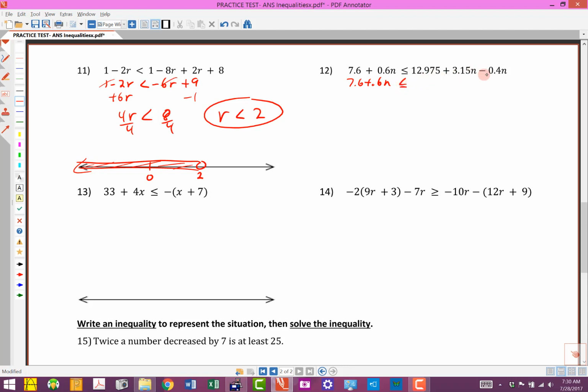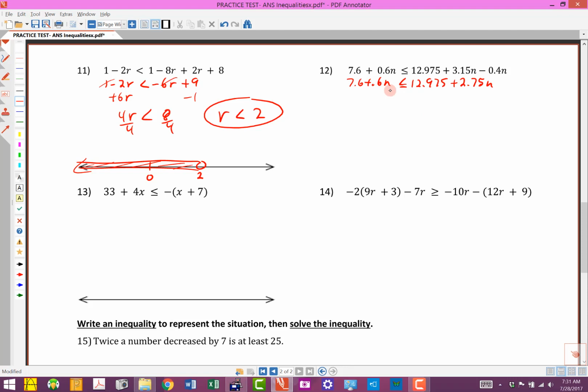And we do have a couple things we can take care of here. This is 12.975. If we put the two of those together, this is 3.15 minus 0.4. So if you throw that in a calculator, or you do a little bit of mental arithmetic there, you're going to get 2.75n. And then let's move this over to that side.